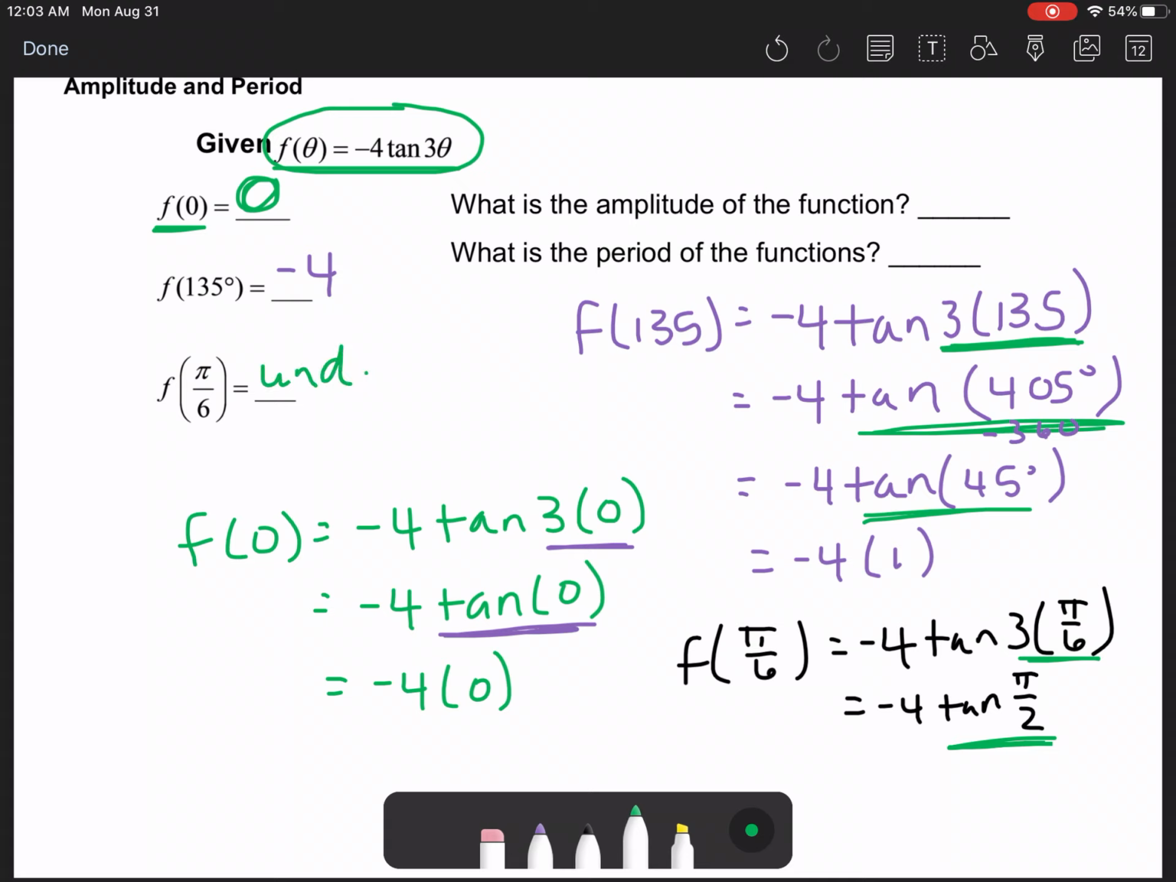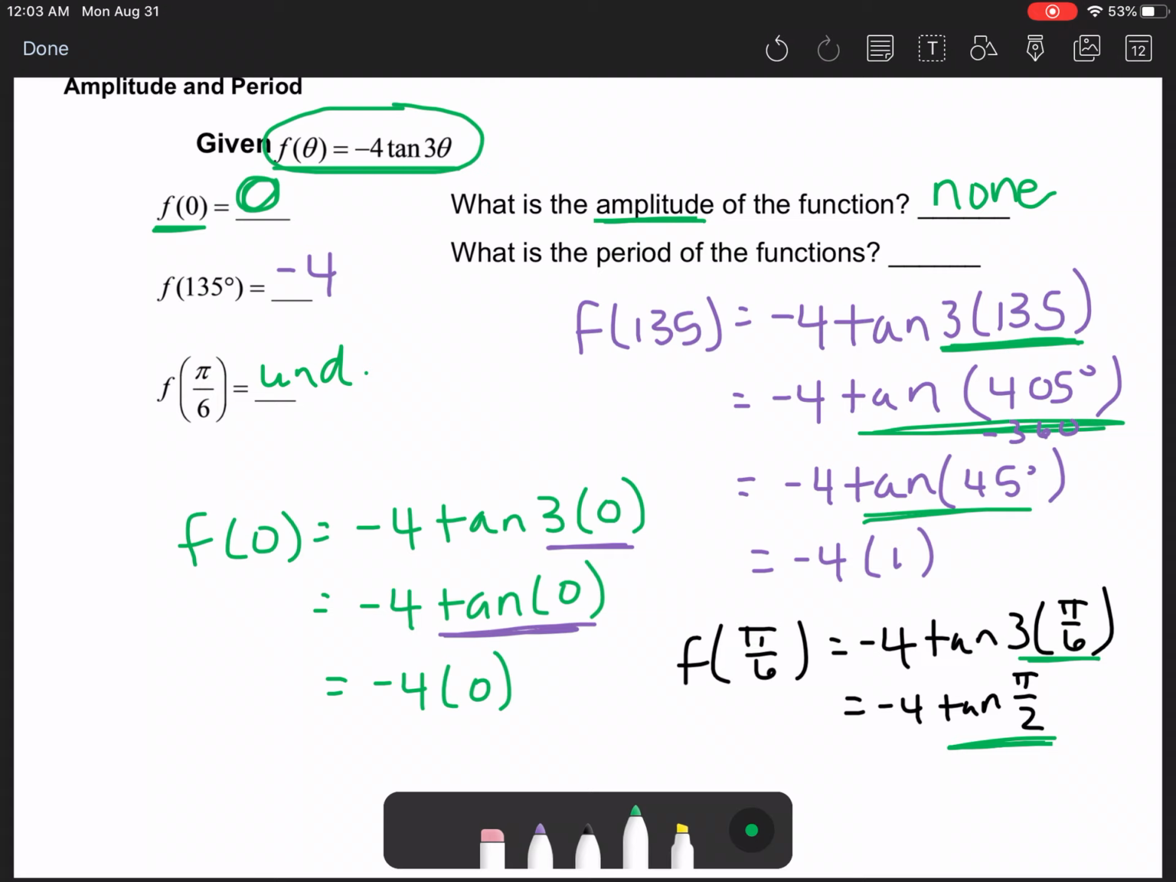Okay, now what is the amplitude of this function? Well, remember, amplitude is the distance from the midline to the max or the midline to the minimum. Tangent doesn't have a maximum or a minimum, so therefore there is no amplitude. And as a matter of fact, if you think about your six trig graphs, the only ones that have a max and min are sine and cosine, which means sine and cosine are the only ones with an amplitude.